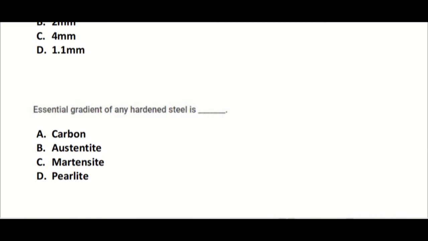Next question. Essential ingredient of any hardened steel is? Answer is martensite. We know that martensite is formed in carbon steel by rapid cooling of the austenite form of iron at such a high rate that carbon atoms do not have time to diffuse out of the crystal structure in large enough quantities to form cementite.